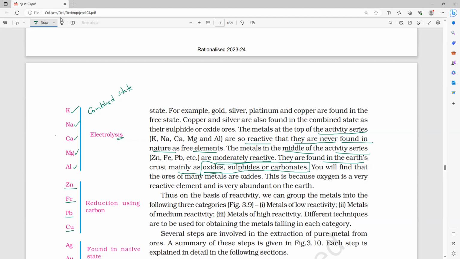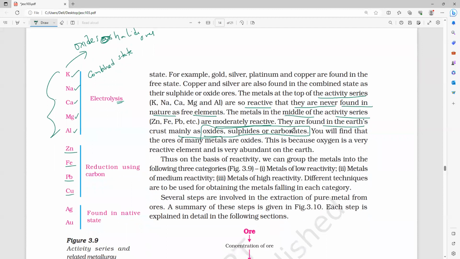In what state are these found? Just now I said highly reactive metals are present in oxide forms or halide forms. Halide ores. That is for all highly reactive metals, oxides or halides. The moderately reactive metals are oxides, sulfides, and carbonates. And you can find copper and silver. Of course, copper is moderate. They are found in a combined state as their sulfides or oxide ores.